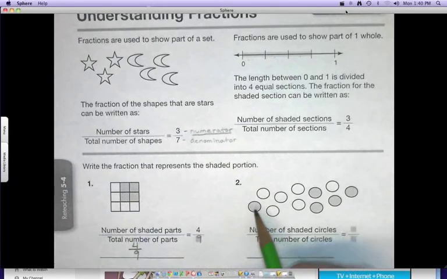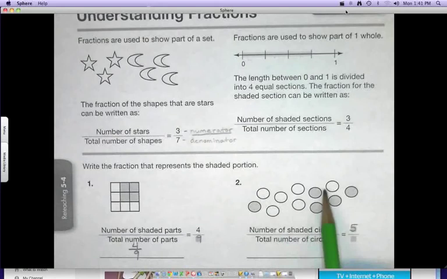This one here is shaded, and you have an additional 4 shaded over here to bring it to a total of 5 shaded parts. In addition to the 5, we have another 6 circles, so that brings it to 11 total circles. So our fraction then is 5/11.